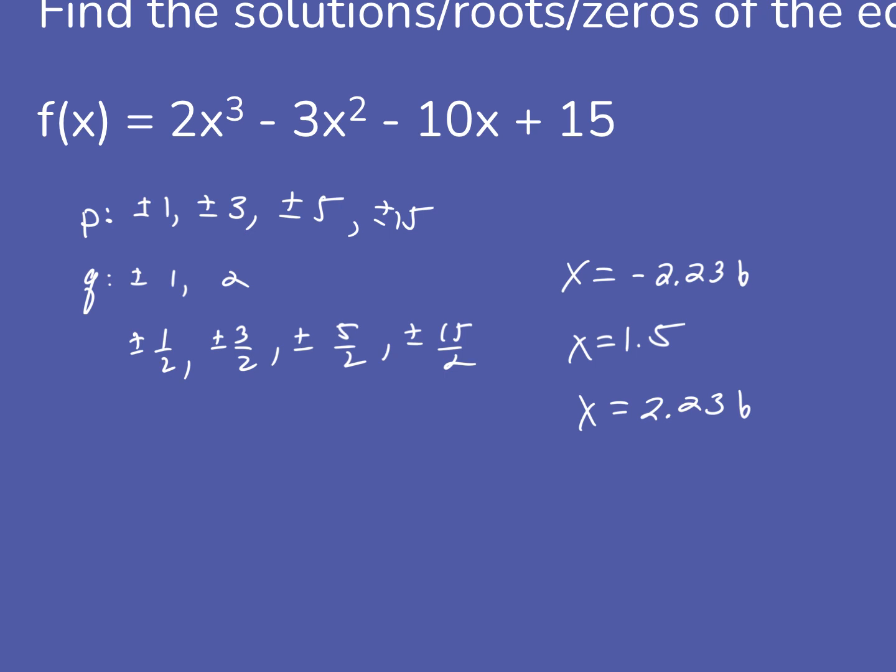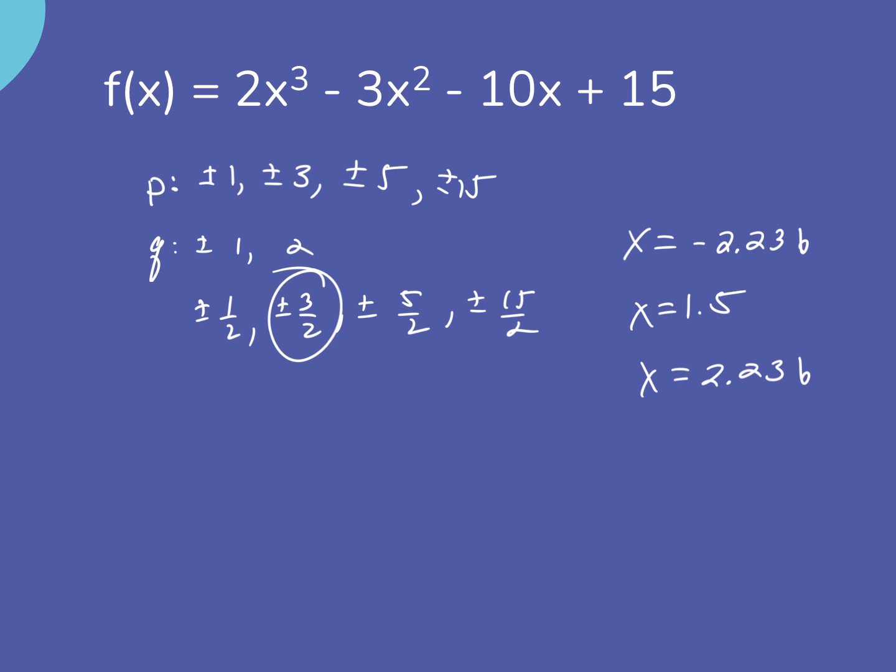Right, wait, you know what? Isn't one of our possibilities 3 over 2? So let's take this, x equals 1.5. I'm going to say x equals 3 over 2, and I'm going to use synthetic division.